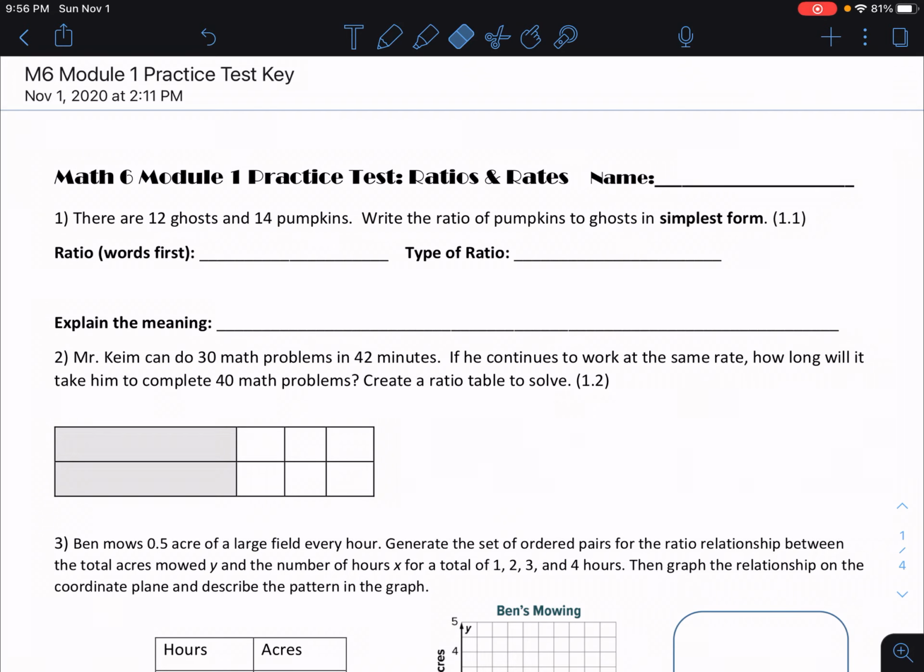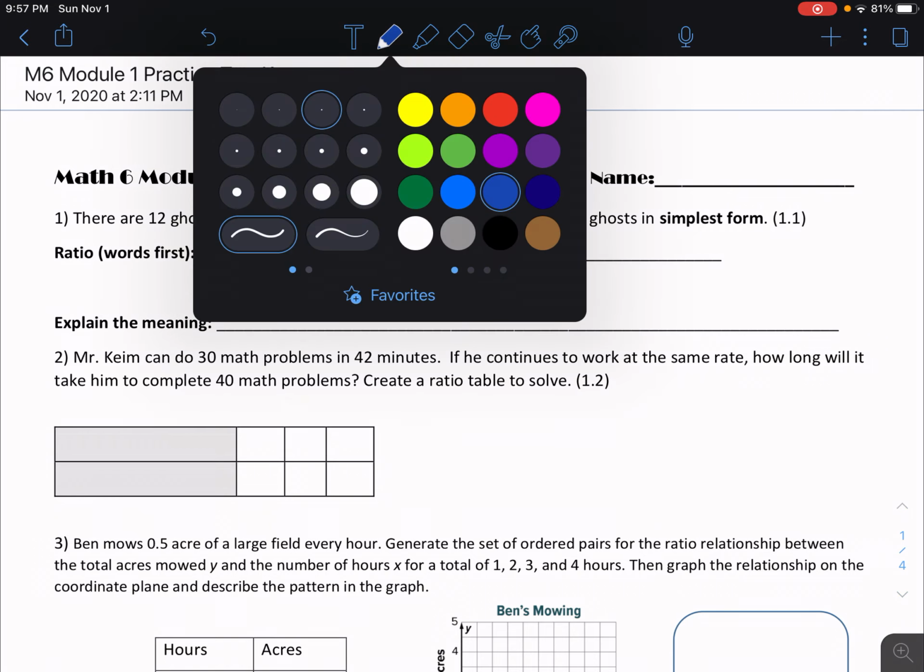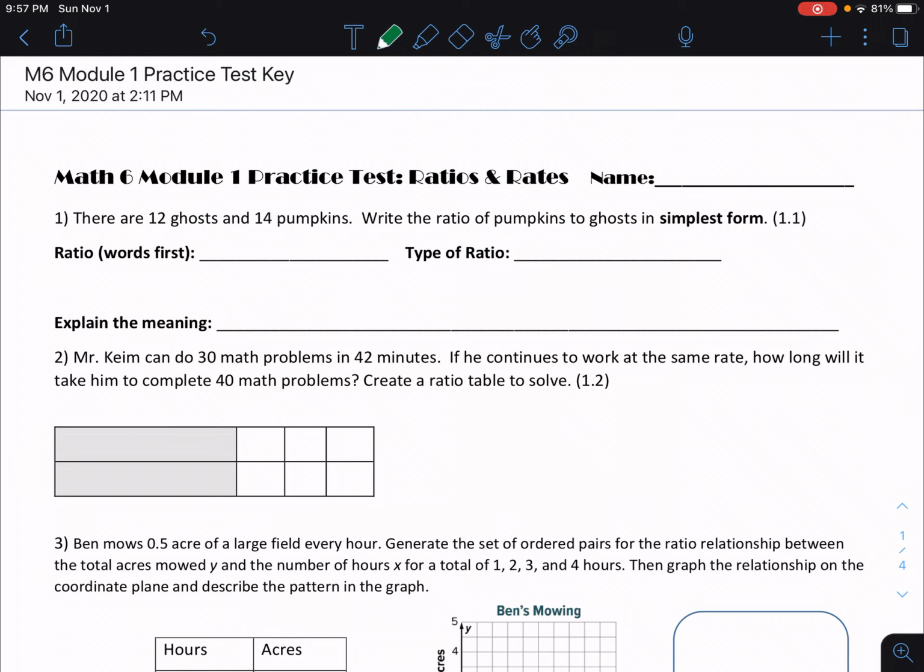Hey everyone, tonight I'm going to be going over your Module 1 practice test and providing you with all solutions along with explanations and work to go with all of those solutions to help you study for your Module 1 test. This test does go in order of the module, so there are section numbers next to each question for where you can find the information to help you with these questions.